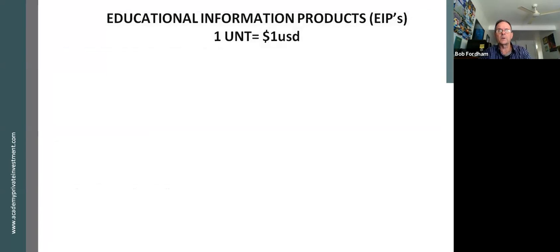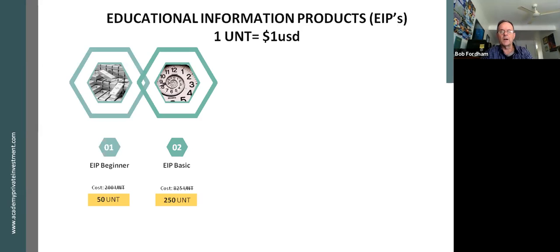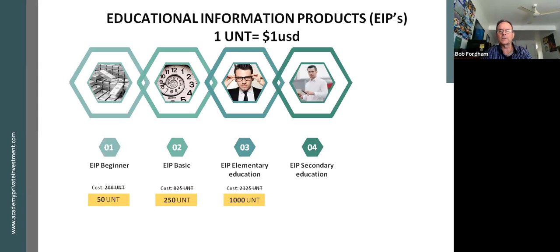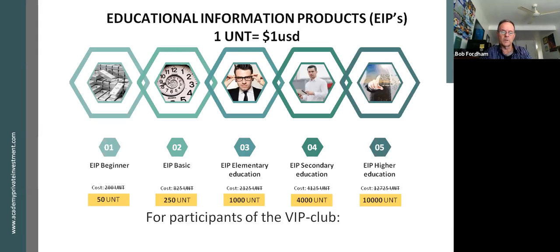These are some of the great courses that we call EIPs, Educational Information Products, where 1 unit equals 1 USD. And as a VIP club member, you get to gain discounts on these packages. As an EIP beginner, reduced from 200 units down to 50 units. The EIP Basic, 250 units. The EIP Elementary Education, 1,000 units. The EIP Secondary Education, 4,000 units. And top of the tree, EIP Higher Education and beyond, 10,000 units.